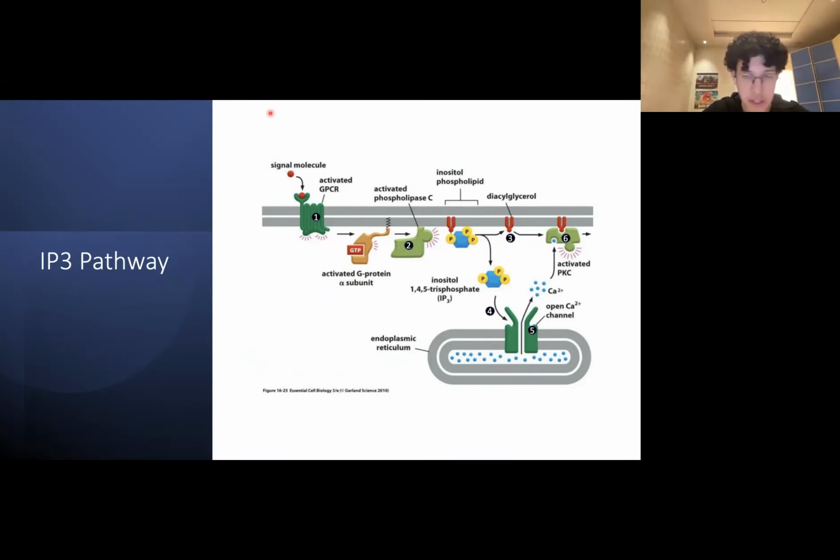What are the first messengers here? The very first messenger is this ligand right here. There's no specific one that you need to know, it's just a ligand. But the secondary messengers, which are more important, are diacylglycerol, inositol triphosphate, and calcium: DAG, IP3, and Ca2+.